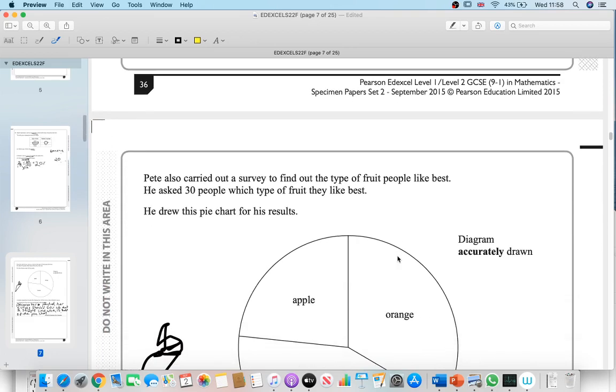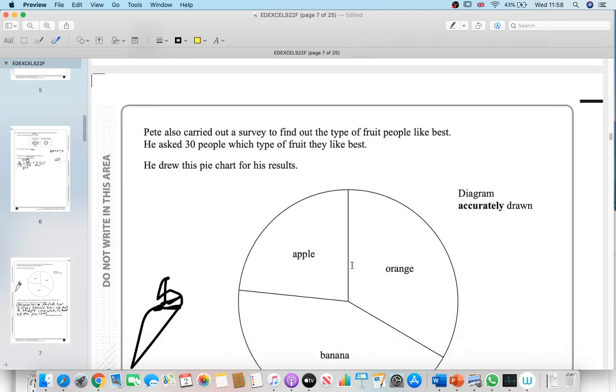Right, guys, okay. Pete also carried out a survey to find out the type of fruit that people like best. He asked 30 people which type of fruit they like best. He drew a pie chart for the results. So these are the results.